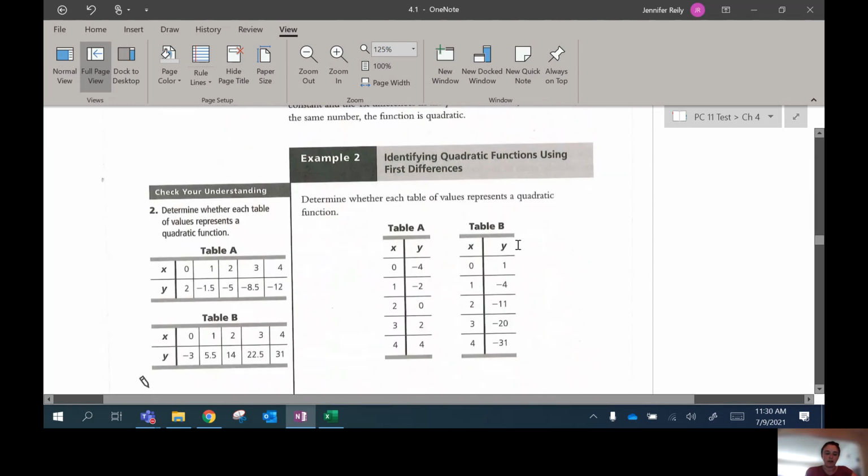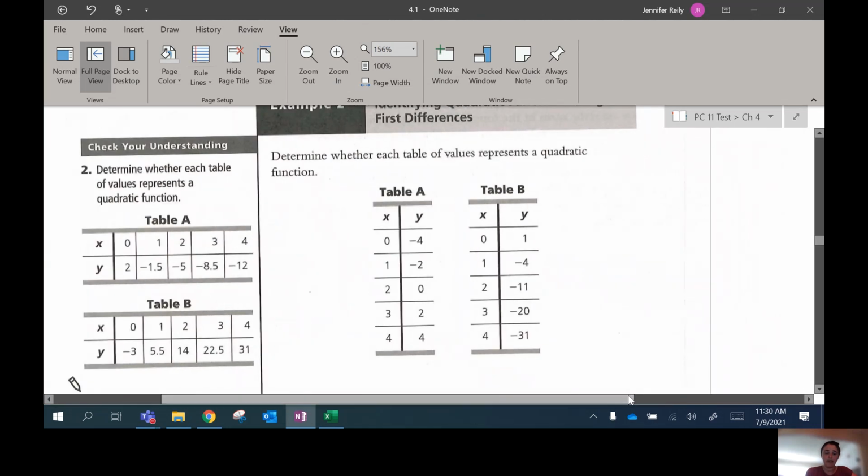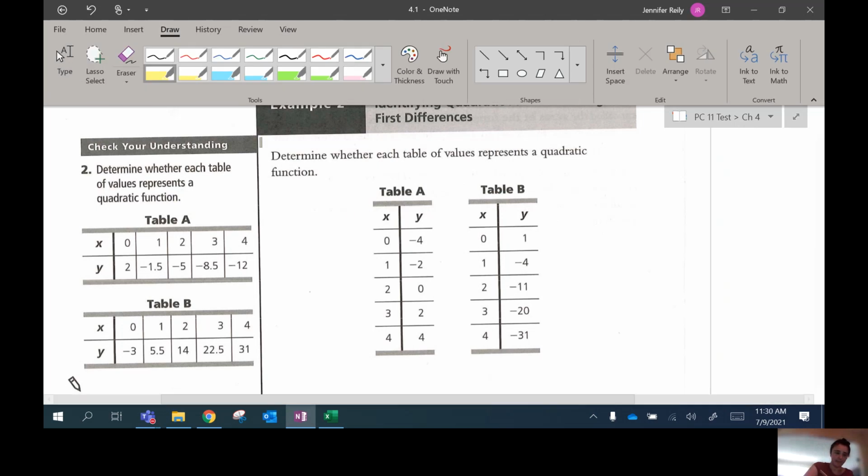Let's look here. I'm actually going to do the example this time and not the check your understanding. Let's look at these tables. Let's look at the one on the left first. These are some x values here, and then these are the corresponding y values. Let's look at the differences between them.